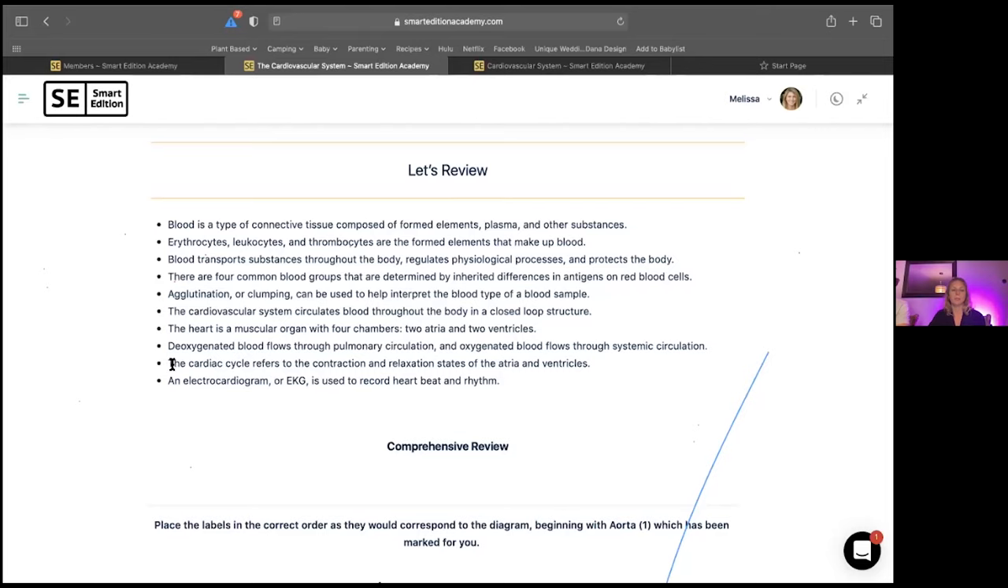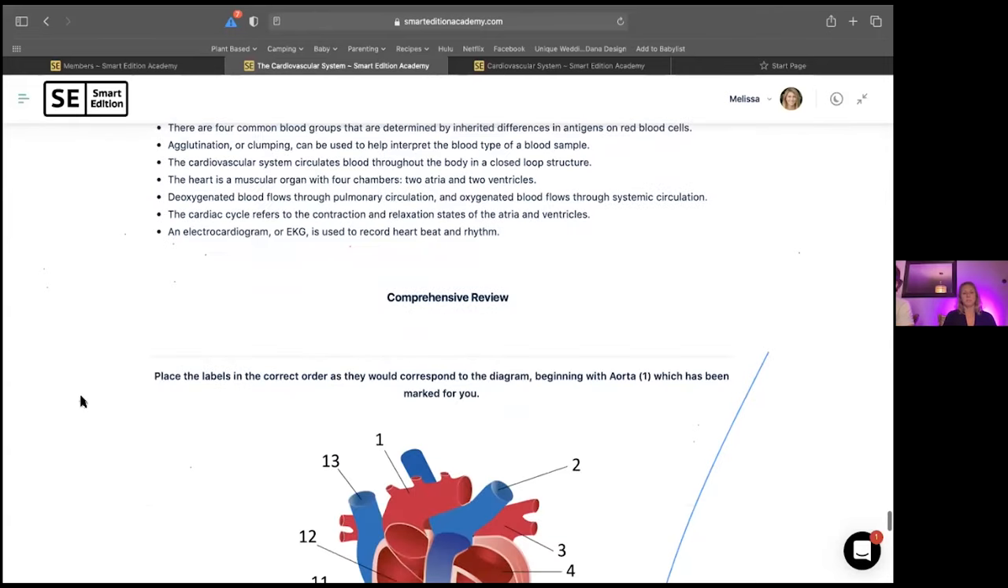And then, like we talked about earlier, the cardiac cycle, the contraction, the systole, the diastole, the relaxation states of the atria and the ventricles, and just know what that means, and the electrocardiogram. Maybe do a little Google search for EKG examples. I know there are many different options out there, because I can guarantee if you get a question on this test, it may be the basic one we have here, the across-the-board normal EKG, but there may be something a little off, and you're going to want to study those just in case. And that's really it for this lesson.